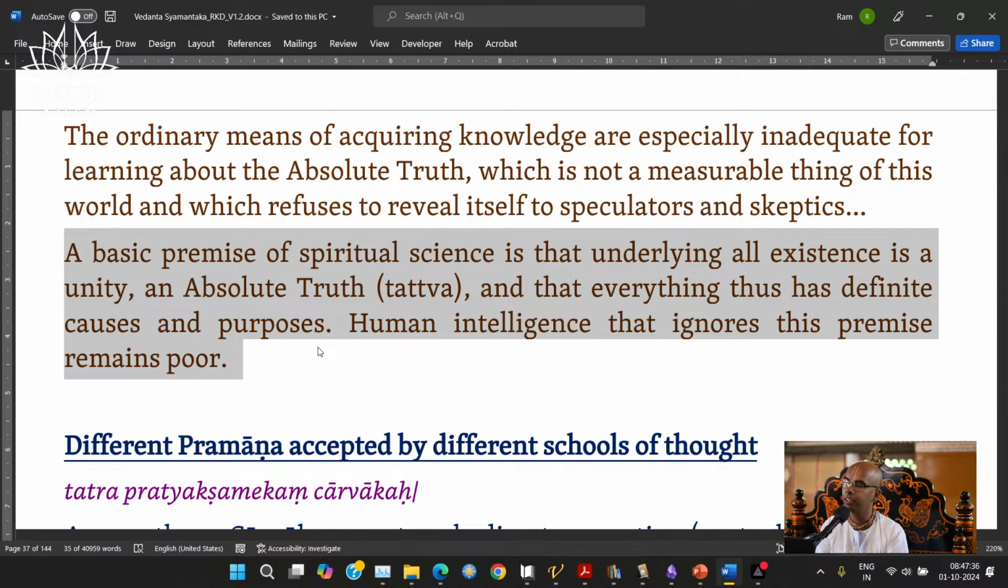Everything thus has definite causes and purposes. There is a cause and there is a purpose behind everything that is existing. We are purpose driven beings. Whatever we do in our life, we are meeting a purpose. Correct? So, therefore, there is a higher purpose also. And this is all basic Krishna conscious philosophy which Srila Prabhupada taught us. And human intelligence that ignores this premise remains poor.